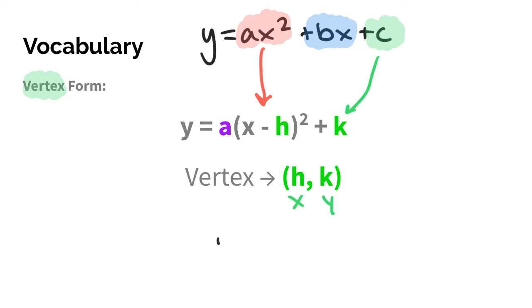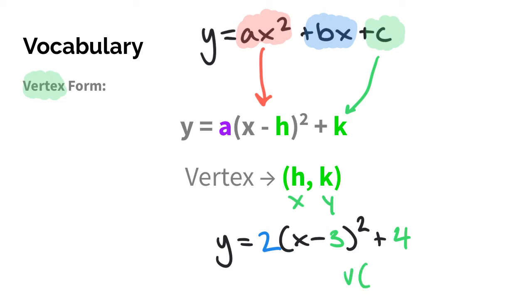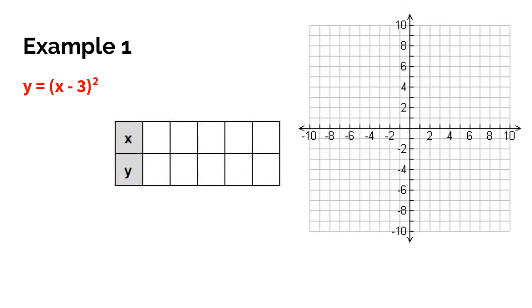An example of something written in vertex form would be 2 times x minus, let's say, 3 squared, and then plus 4. In this case, I will know right away that my vertex will be at the point 3, 4. Graphing this is going to be a little bit easier in terms of filling out my table of values and plotting the points, because if you're given it in vertex form, you know automatically from the start where your values are going to be centered, the middle values of my graph. It's going to form a parabola centered around that vertex and that axis of symmetry.